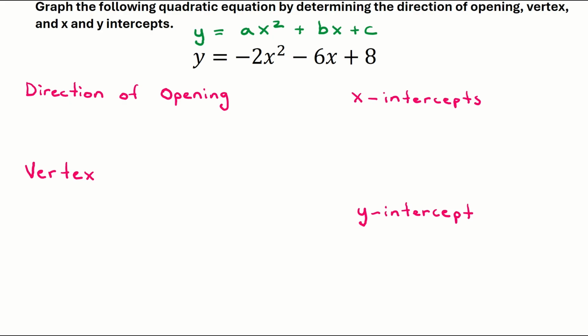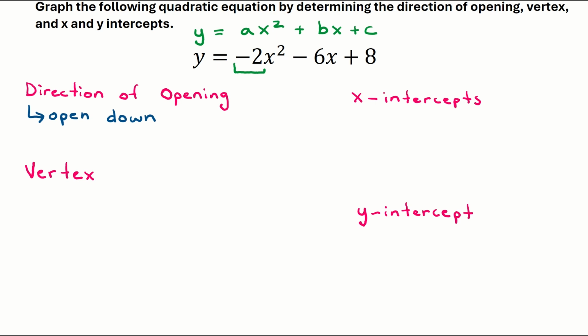So let's start by talking about our direction of opening. Quadratics will open up if the a is positive, and they will open down if the a is negative. In this case, our a is equal to -2. So since we have a negative a, that means it will open down.